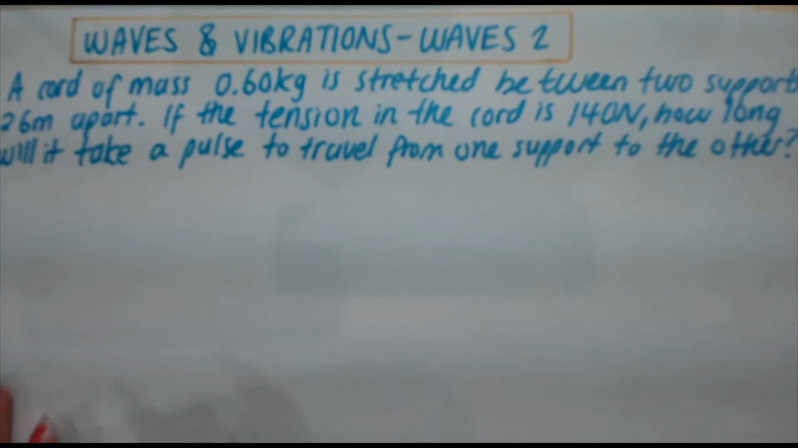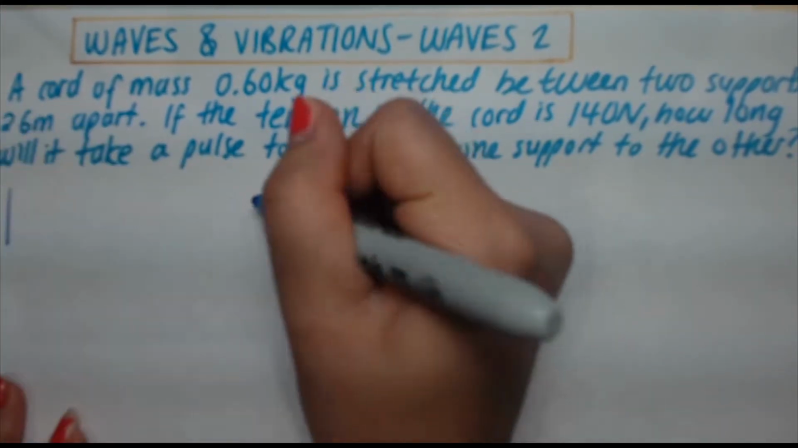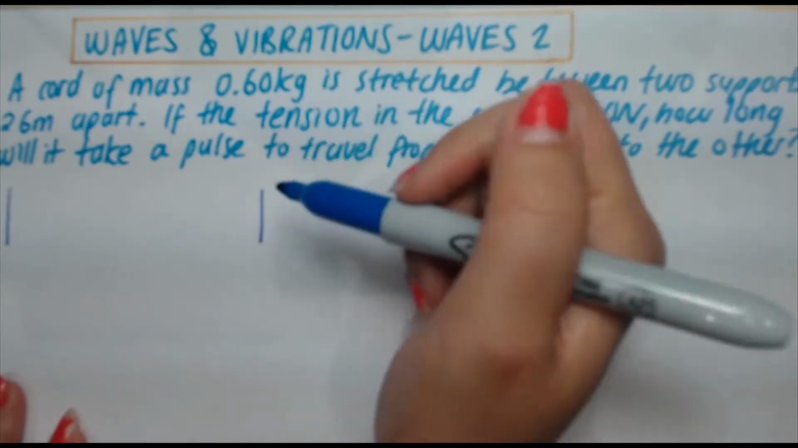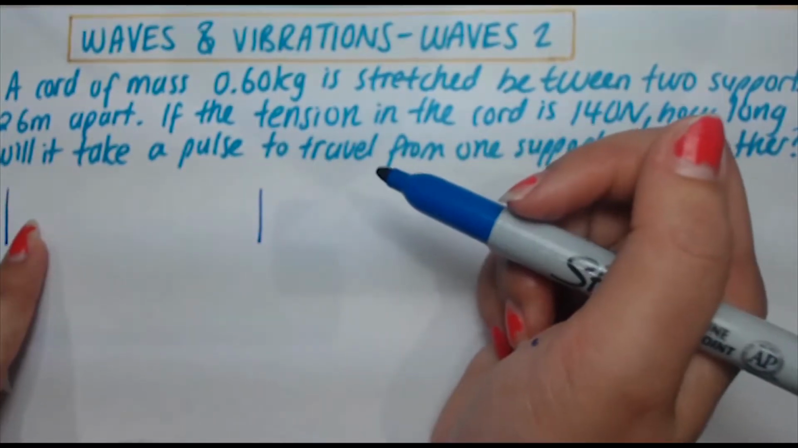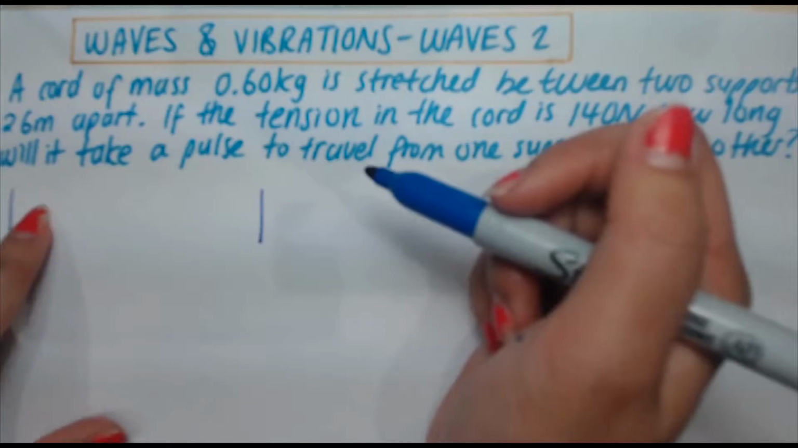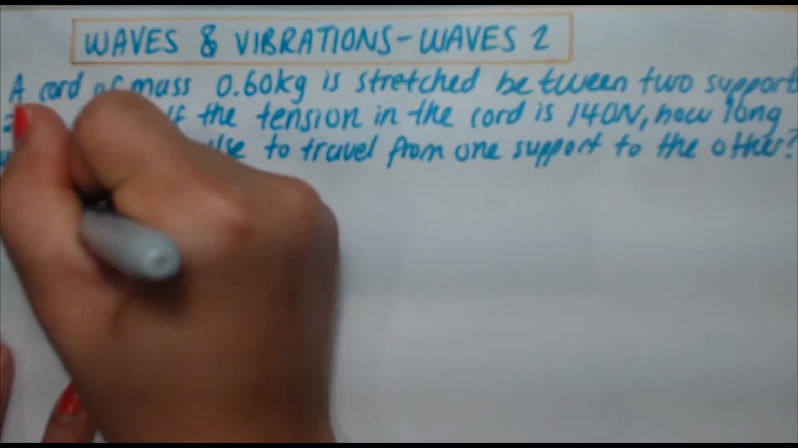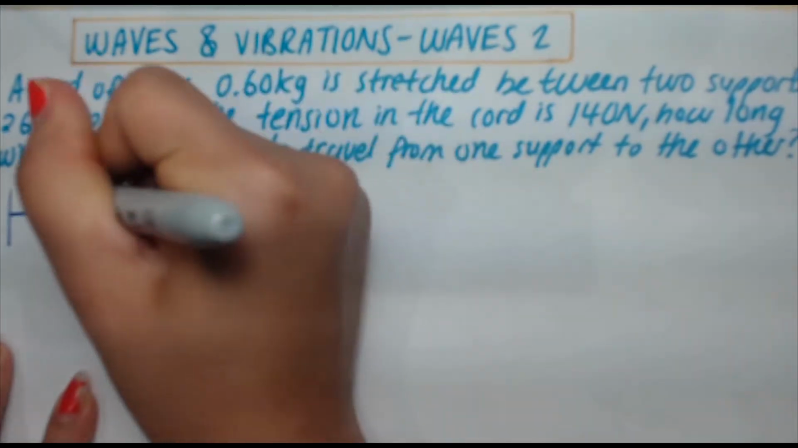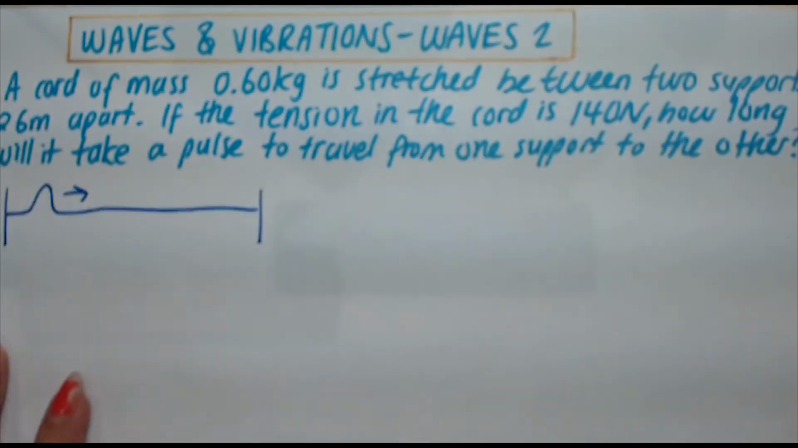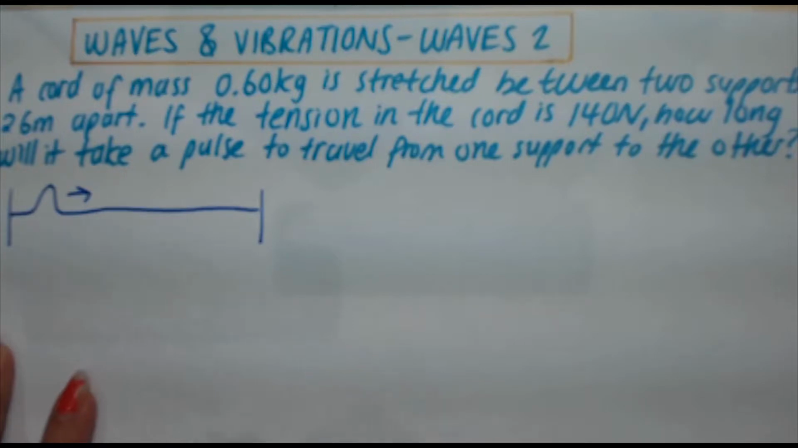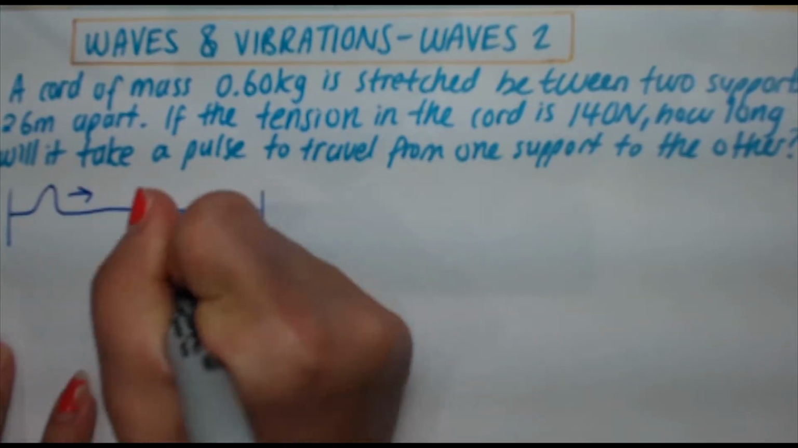have two fixed ends. So essentially what you're dealing with is two stands, and you've got the string right in between them, and you've got a pulse traveling down. So maybe you twang the string, and then the pulse moves down. So you might have something that looks like this, and this pulse is going in this direction, let's say. We know the distance between the two supports is 26 meters, so you can insert that.